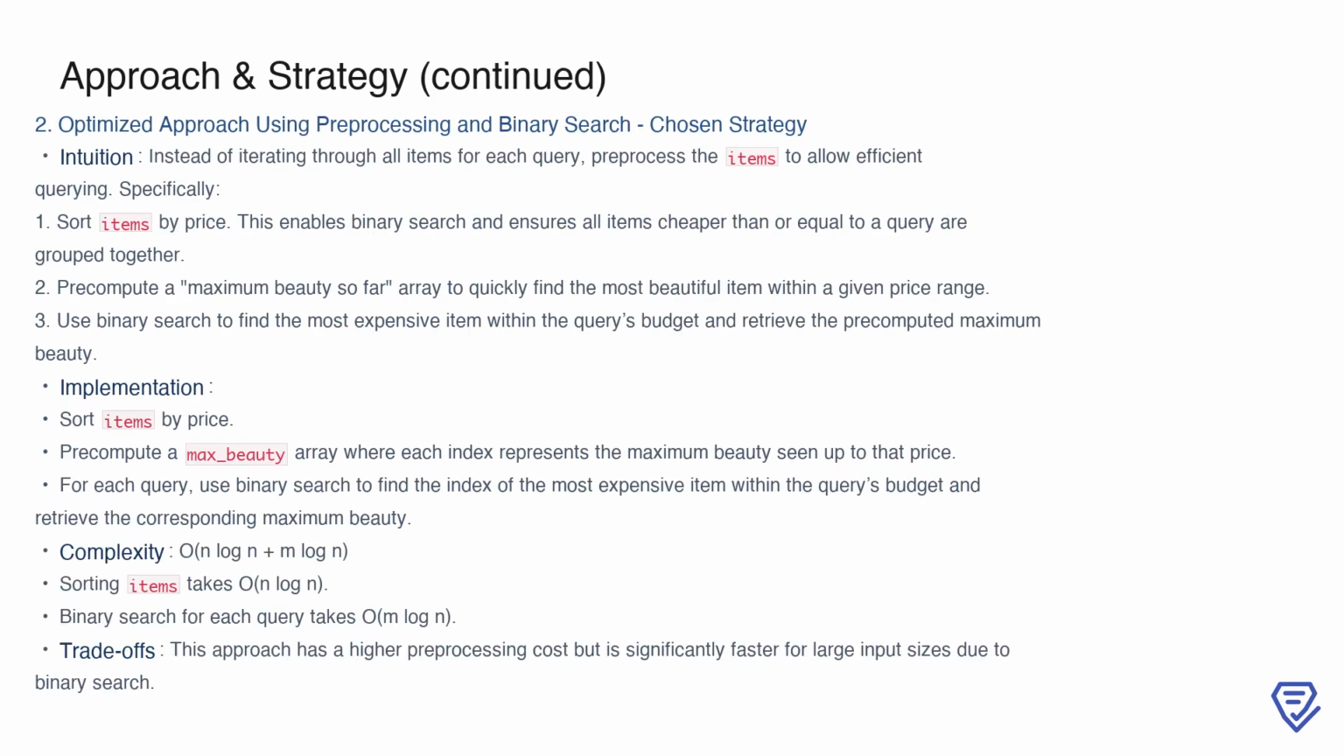To optimize this process, we can use a strategy that combines pre-processing and binary search. The key insight here is to sort the items by price, which allows us to efficiently group items based on affordability.